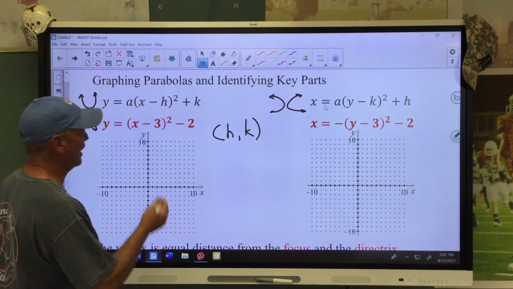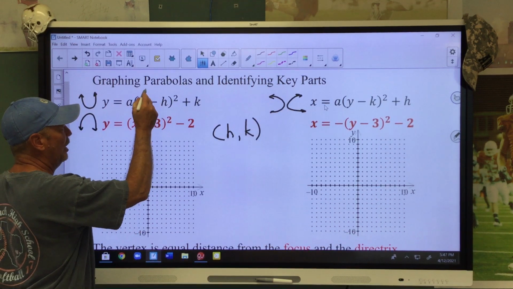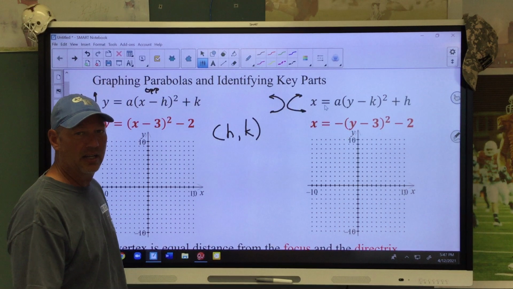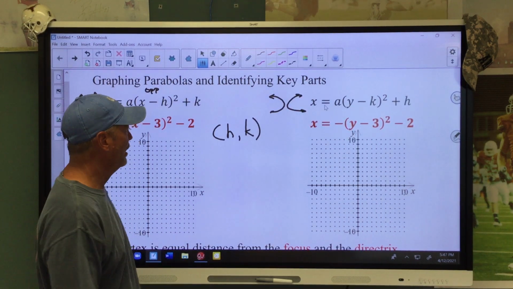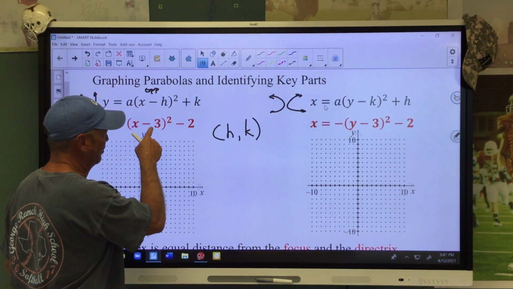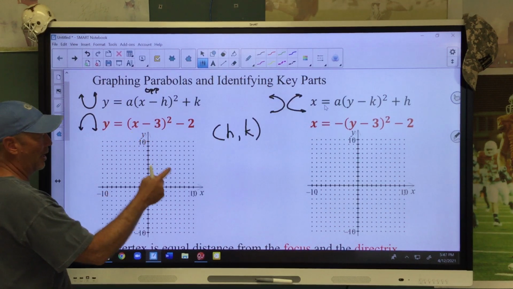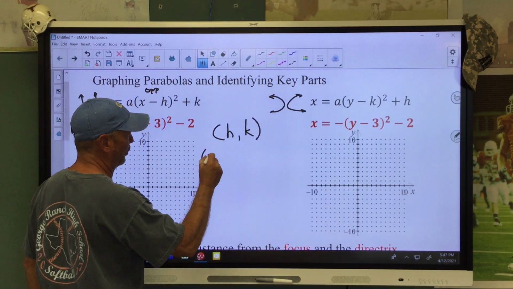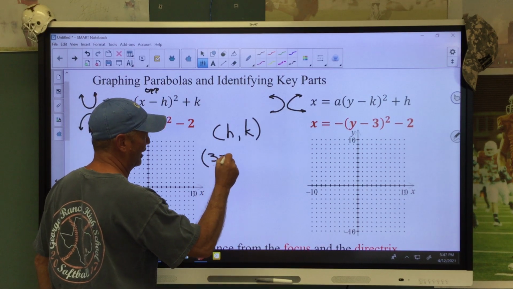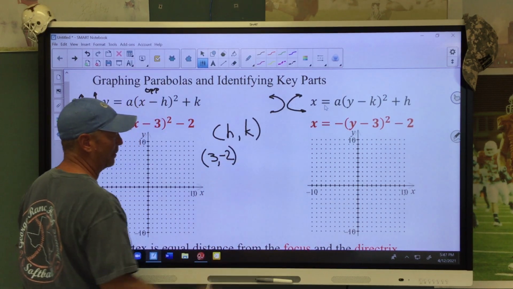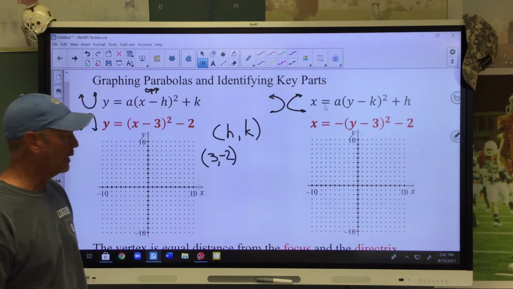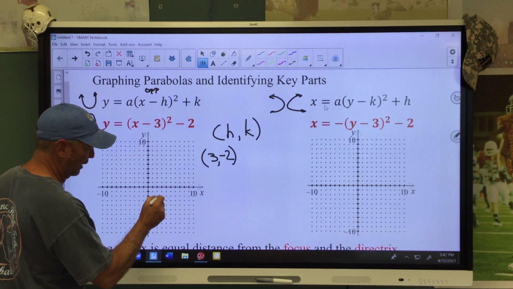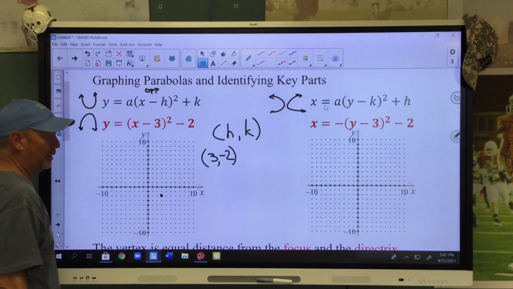In this case, my H value is inside. We still think opposite when we talk about inside the parentheses, okay? So in this problem right here, the red problem, my vertex is going to be located at 3, comma, negative 2. That's where my vertex would be, over at 3, negative 2. There's my vertex right there.